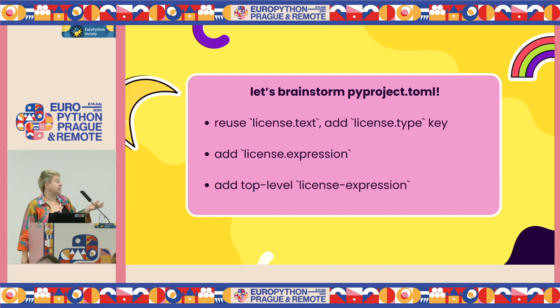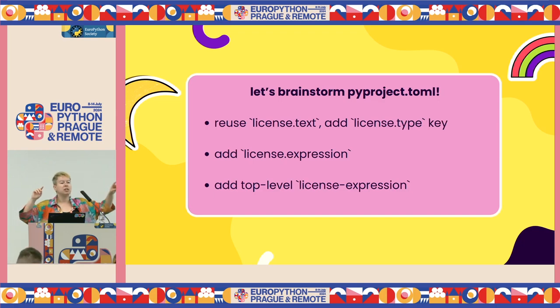So maybe let's add a license expression key, another key in the table value. Why not? That may be a bit clearer, but then you've got to think text and file are mutually exclusive. How about expression? Will it be exclusive with the other two? Should the other two be deprecated? Should they coexist? And how and when?